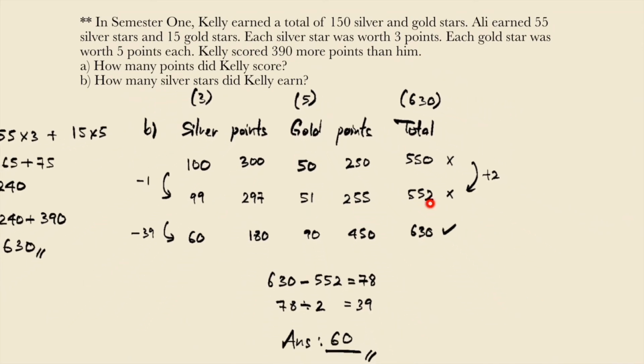So from 552, we want to get to 630. What's the difference? That's 78. So each step is 2 points. So a total of 78 points would require 39 steps because each step carries 2 points. 39 steps would carry 78 points, which is what we want. So if we increase by 1, that increased by 2. So if I do this 39 times, I have to add 39 to this and subtract 39 from this. And the number of silver stars, as we know, is 60.